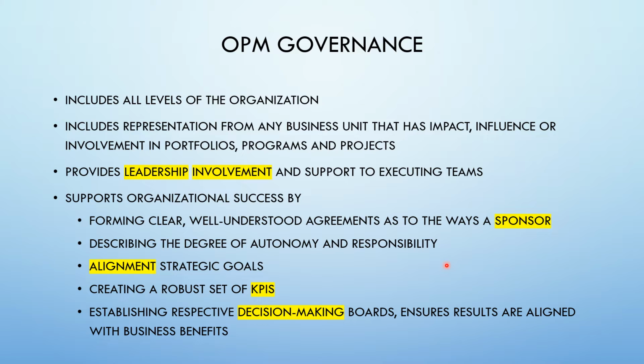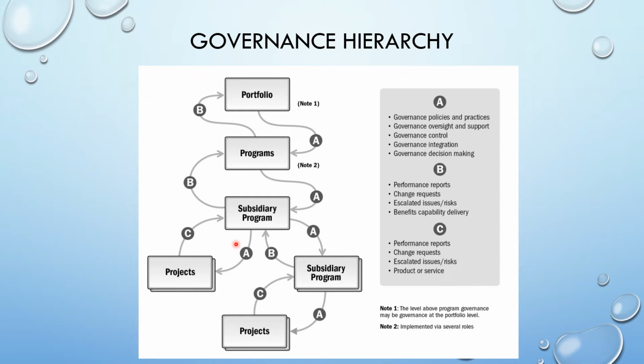It also helps in alignment with the strategic goals. It also helps in creating a robust set of KPIs and establishing respective decision making boards and ensuring the results are aligned with the business benefits. So these are the 5 areas where the OPM governance infrastructure is supporting organizational success. Let's look at the governance hierarchy.